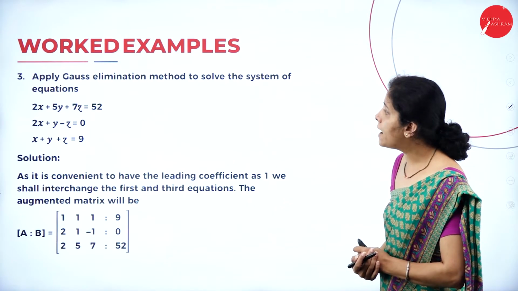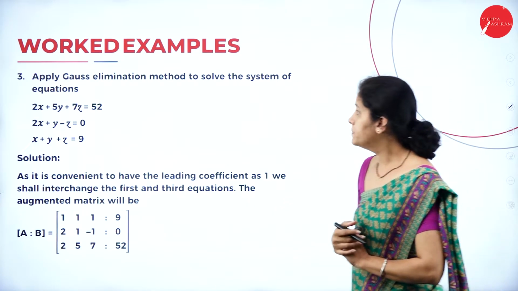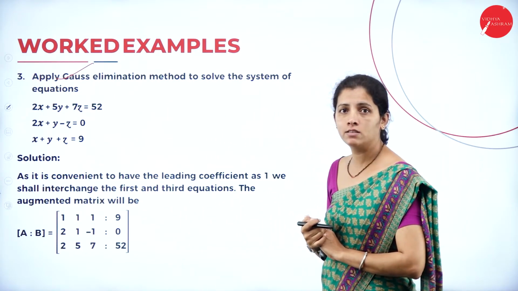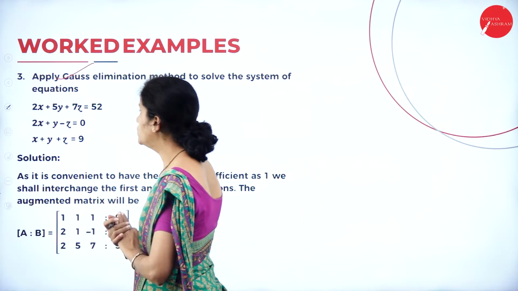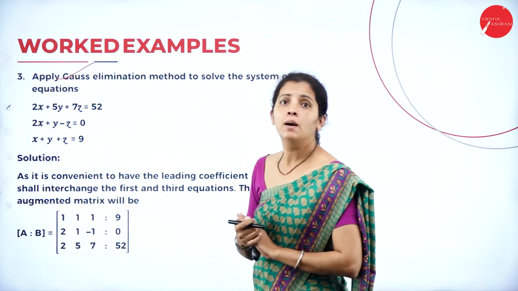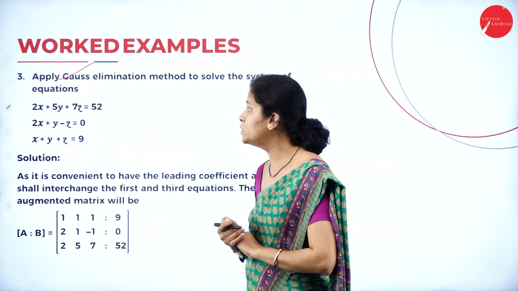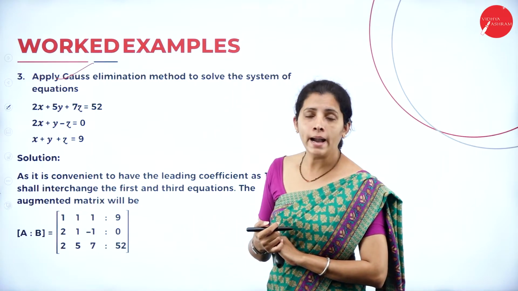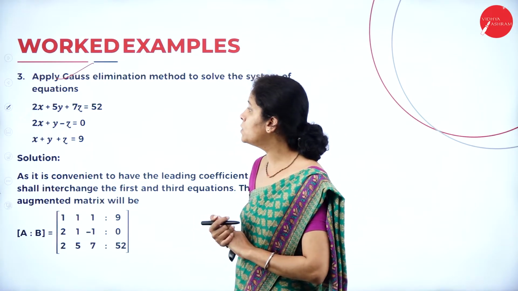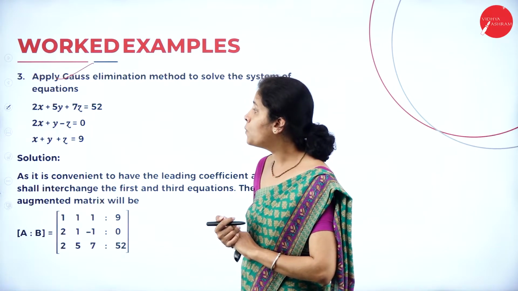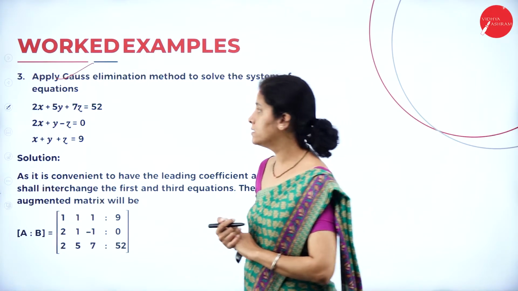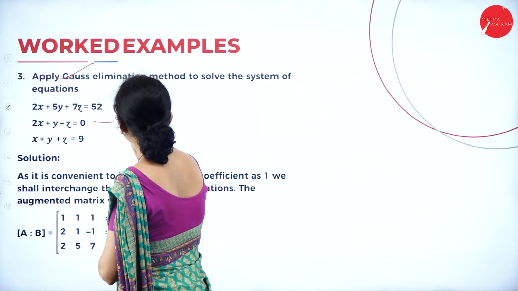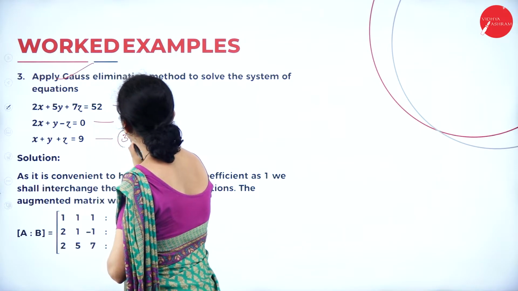Now I'm going to take another problem, that is, apply Gauss elimination method to solve the system of equations 2x plus 5y plus 7z equal to 52, and 2x plus y minus z equal to 0, and x plus y plus z equal to 9. So this is my equation 1, this is my equation 2 and this is my equation 3.